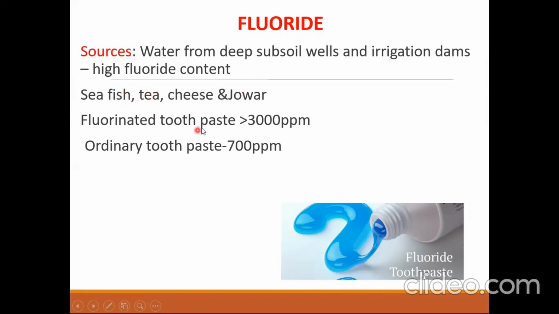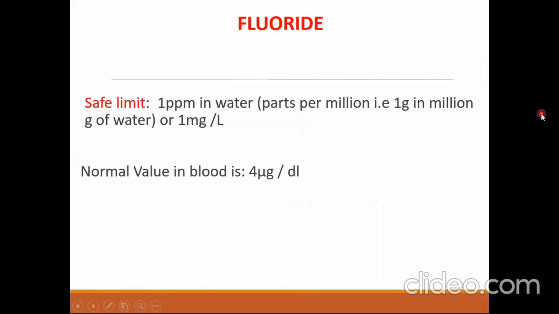Also, the fluorinated toothpaste contains a fluoride content of more than 3000 parts per million. Also, the ordinary toothpaste contains 700 parts per million. What is parts per million? The parts per million is 1 gram of fluorine in a million grams of water. It equals 1 milligram per liter. 1 milligram of fluorine in 1 liter of water is 1 part per million in water.